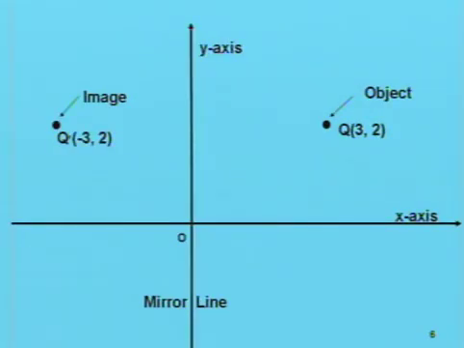Let's look at another example. This time we are using the y-axis as the mirror line. We have another object, which is Q. Q is the point 3, 2. That is our object. We put the mirror along the y-axis with the reflecting face facing Q. Looking into the mirror, we would see that the image from the first quadrant is in the second quadrant. So Q 3, 2 will be Q dash minus 3, 2. Minus 3, 2 is the image of 3, 2 when 3, 2 is reflected in the y-axis.